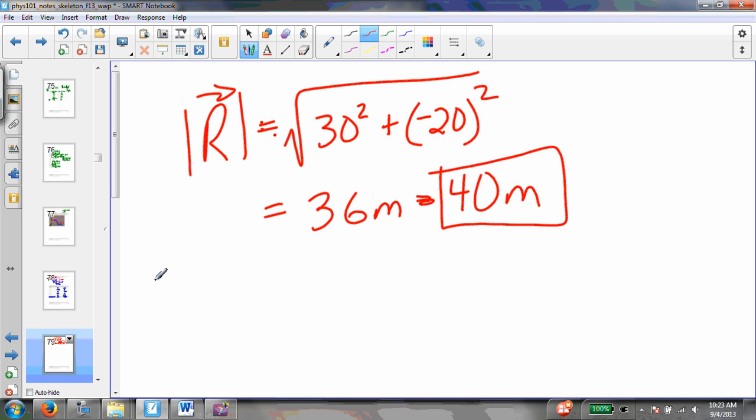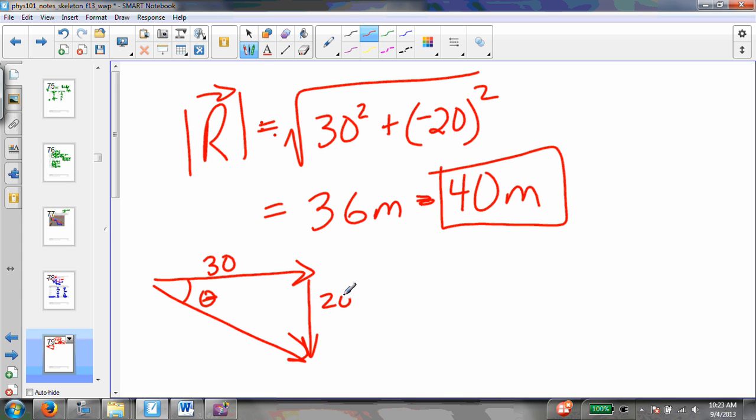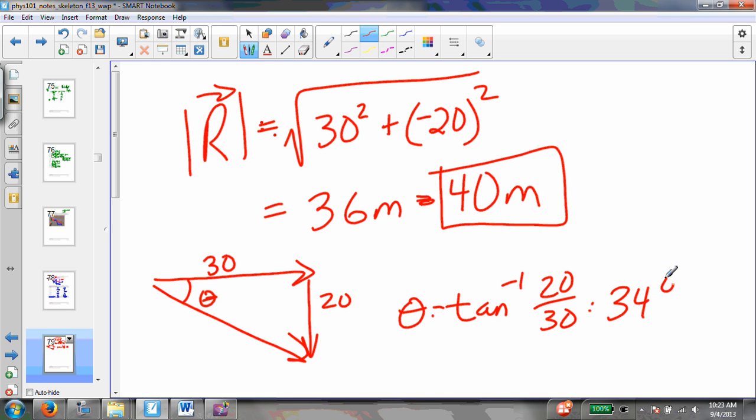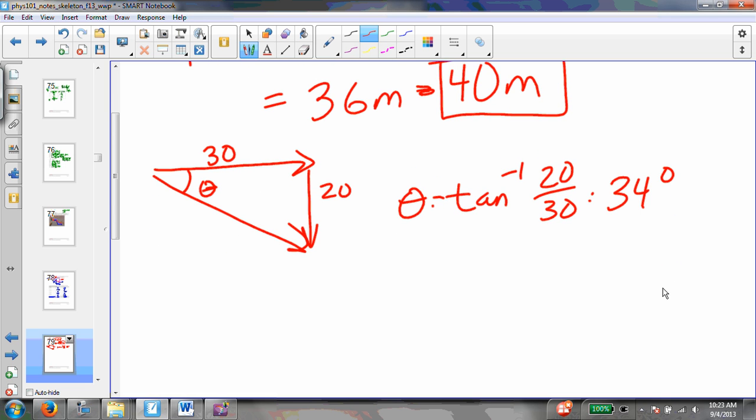And then the angle theta. Now remember, these are my x and y components. This is my vector. I want to know this angle theta. I know this is 30. This is 20. That angle theta is going to be the inverse tan of the opposite over adjacent. That's 20 over 30. Notice how I've left the signs off. So that's going to be 34 degrees. Be very careful on how you put this in your calculator. All of your calculators are a little bit different, so you'll need to practice that on your own. However, that's not the entire answer, 34 degrees.